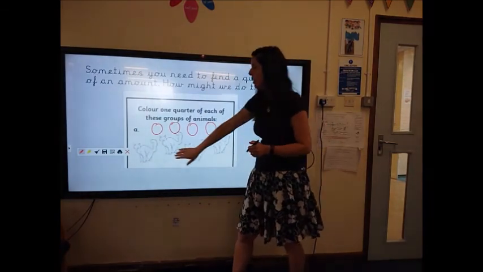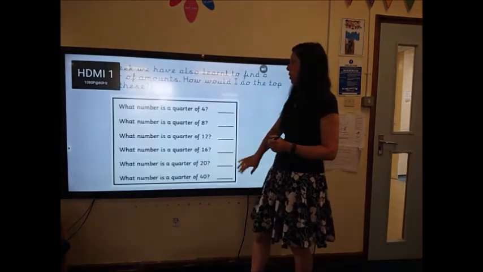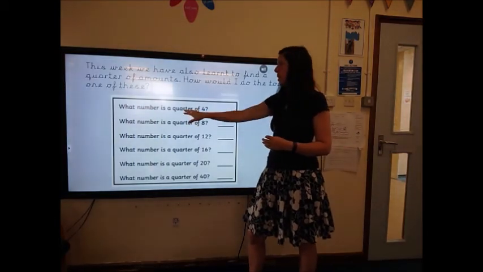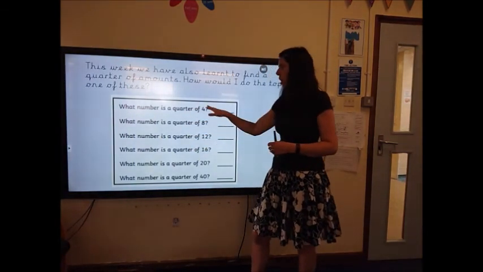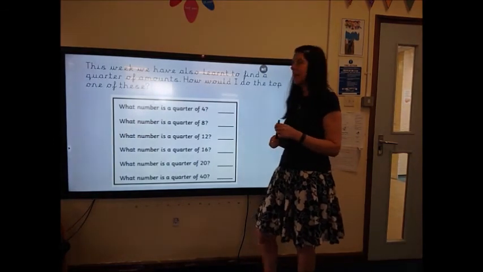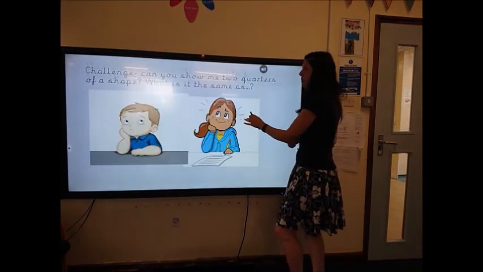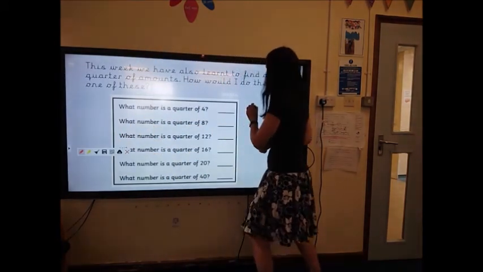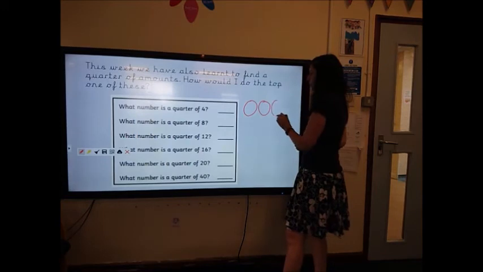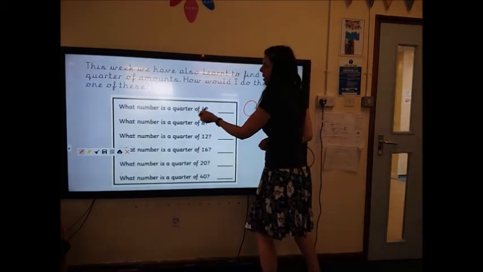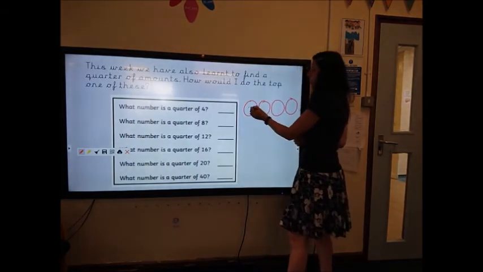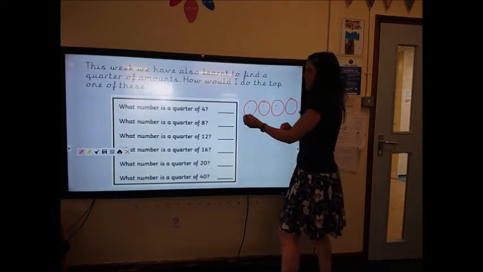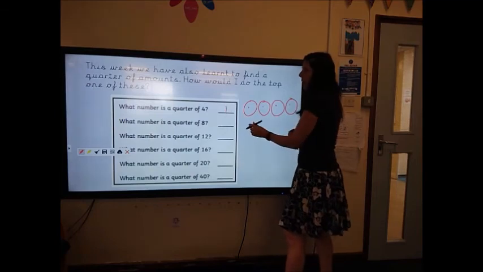Okay, let's have a look at the next one. We have got some that look like this. Fractions of amounts. You're finding a quarter of the amounts. And remember how we did that yesterday? We drew our 4 circles. And then we looked at our number and we shared it equally. 1, 2, 3, 4. How much is 1 quarter? 1. Okay.